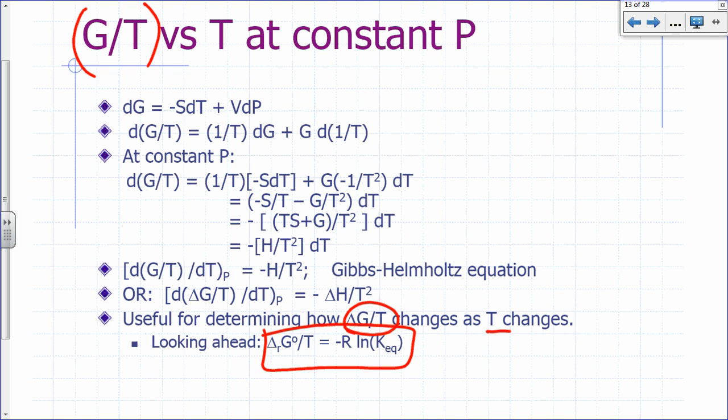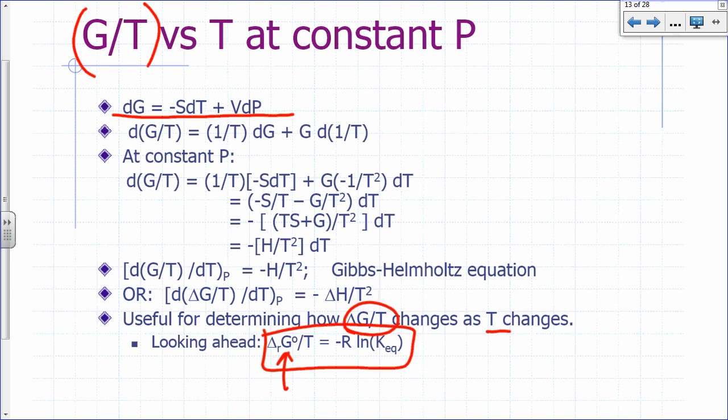Delta G for a reaction, the standard Gibbs energy of a reaction, divided by T, is in fact related to the equilibrium constant for a reaction. So delta G naught over T is equal to negative R times the natural log of the equilibrium constant. So let's derive the dependence of G over T versus T at constant pressure. We start off with our fundamental equation, dG equals negative S dT plus V dP.